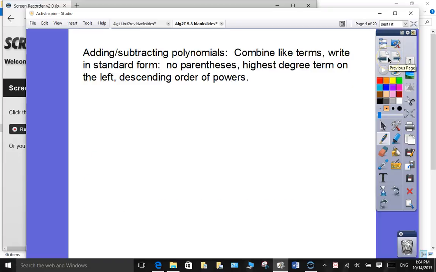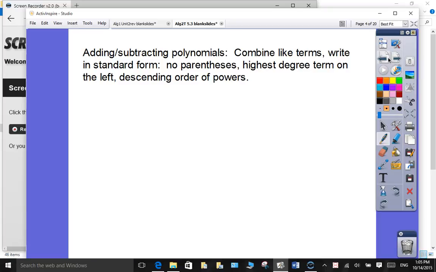So what we're going to do today is add, subtract, multiply polynomials. That's it. So something to keep in mind. When we do all of those things, we always want to leave the answer in standard form. And by standard form, we mean no parentheses, highest degree term is on the left, right? And then descending order of powers.